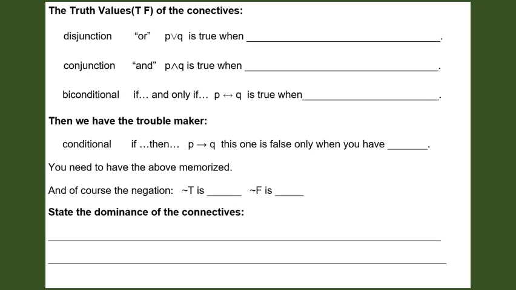Okay, what's important here is knowing the truth values associated with the connectives by memory. You need to know this by memory for your final exams. The disjunction, the or statement, is true when at least one is true. So here's P or Q. This is true when at least one is true. The conjunction and, P and Q, that one's true when both are true.